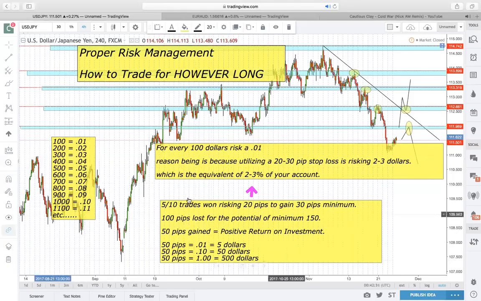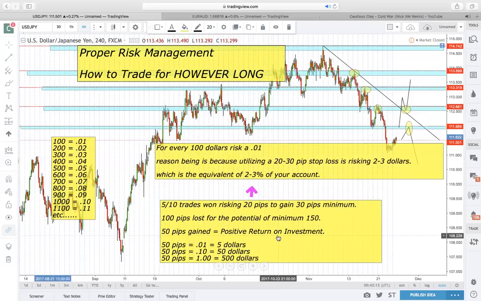Now, here's an example. Everyone thinks that even if you won 5 out of 10 trades, you won't have a positive return on investment. But the whole main point is to have low risk to high reward. So say you won 5 out of 10 trades, and you're risking 20 pips to gain 30 pips minimum. 5 out of 10 trades you won, 5 out of 10 you lost. So that means 5 times 20, you lost 100 pips, but you still gained a minimum of 150 pips, which means altogether you gain 50 pips, which equals a positive return on investment.